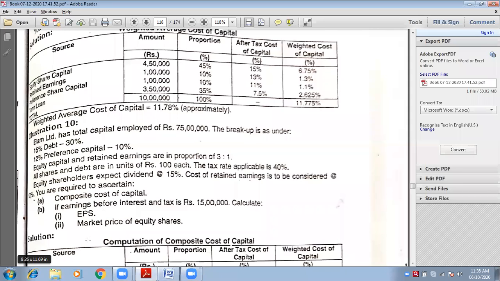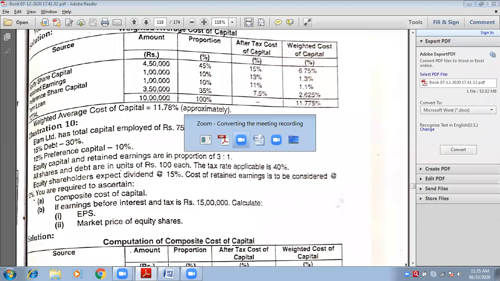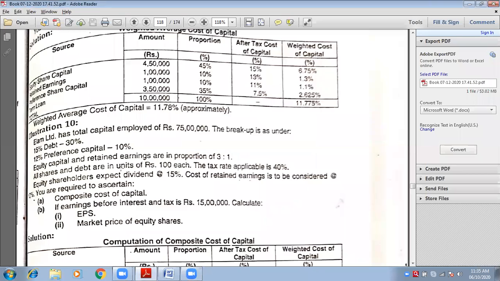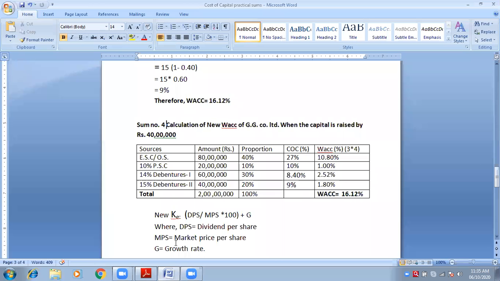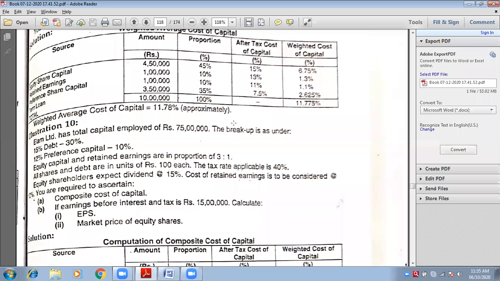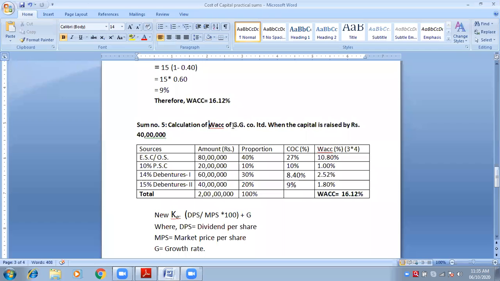Okay, this is new for you, I suppose. So I will tell you. Before that, we will start with calculation of cost of capital. Now we will start with sum number 5. Yes, 5. Okay, so calculation of WACC of the company. What is the company name? Elam Limited, no? Of Elam Company Limited. Okay.